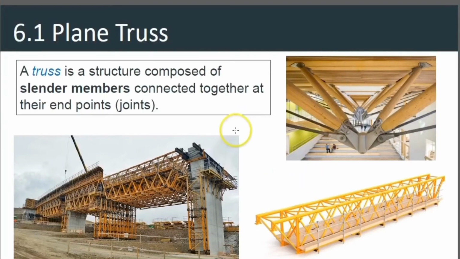A truss is considered as a structure composed of slender members connected together at their end points, or we call it a joint. Anything that we have connected, there will be a joint. Let's say if we have 3 points of truss and then we have joints, that's how it looks. So this is an example of the frame of a bridge.